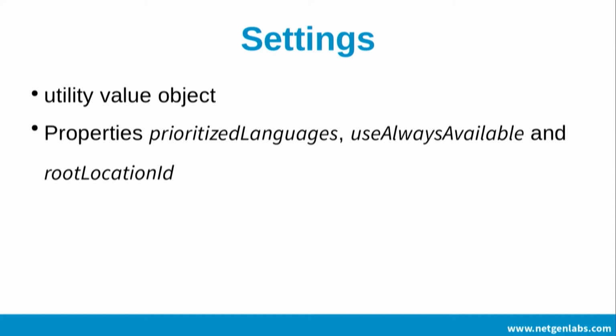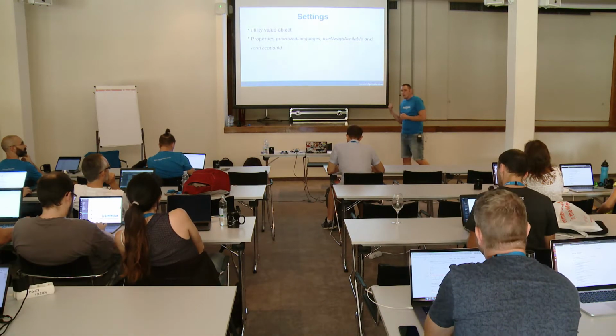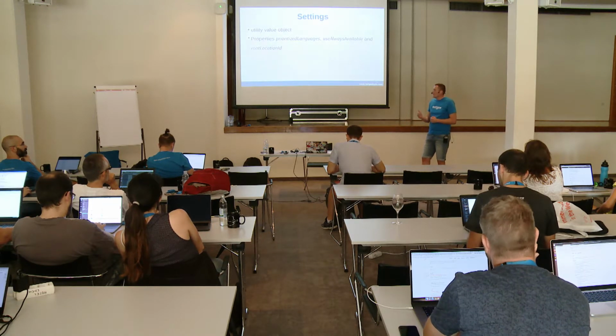Again, we have these settings. It's something like a utility value object. Basically, it provides the settings of the current site. So it will list all the prioritized languages, the always available setting, and it will provide you with the root location ID. For example, if you have multiple sites on your eZ installation, with this you will always get the proper root location ID result.